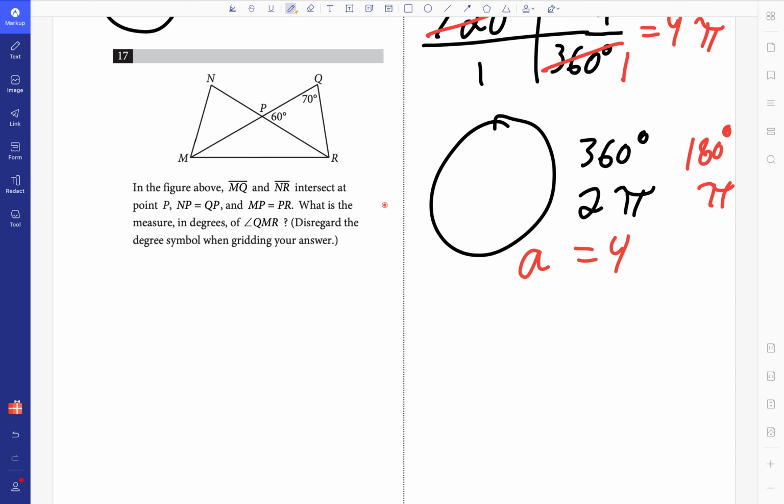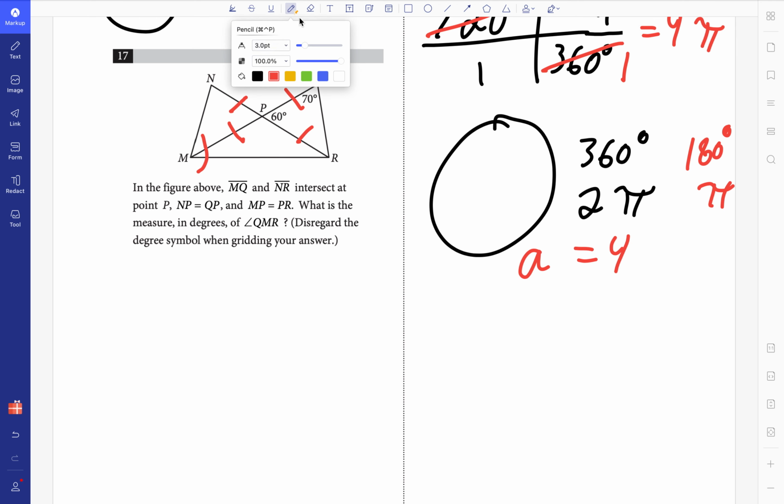So now we're just trying to solve over here. So this is all cool. Q and R intersect at the point P, and NP equals QP. That's cool. And MP equals PR. Okay, cool. So here, let's put that. NP and QP are the same thing, and MP and PR are the same thing. So what is the measure in degrees of QMR? So I'm trying to find this angle measurement right here.